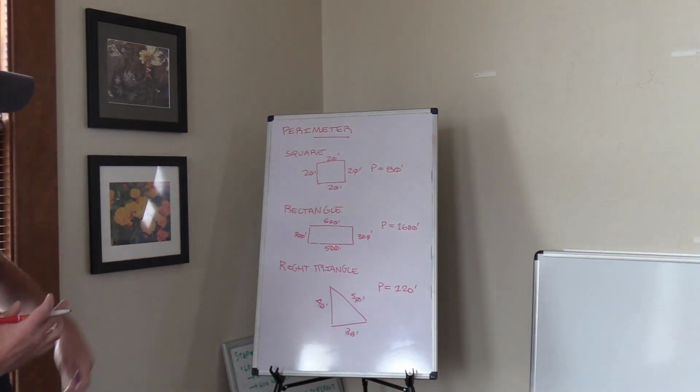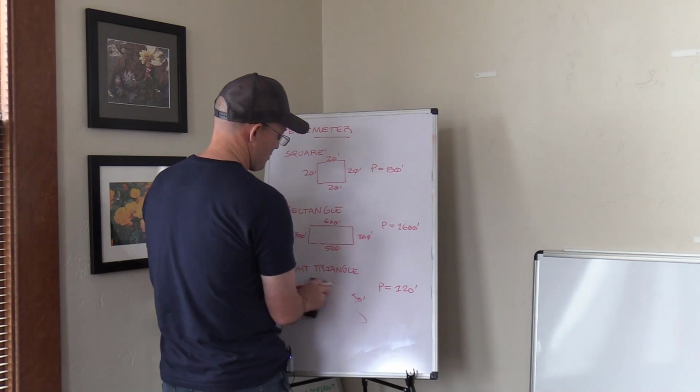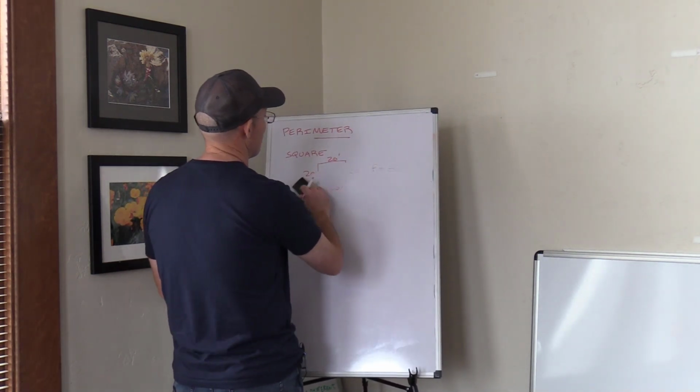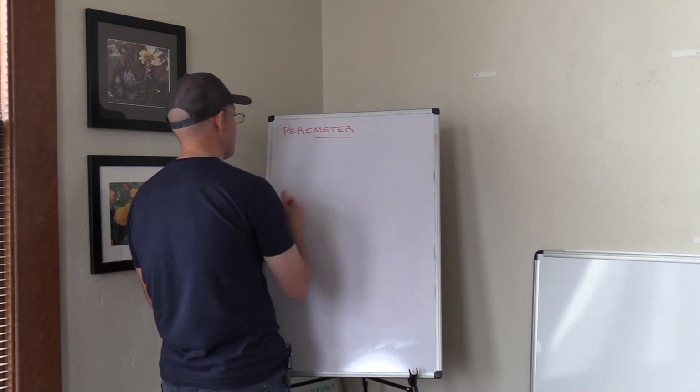Now let's put some shapes together and practice doing some perimeters of shapes that are together. The reason I'm doing this is because I have some worksheets that I'm going to post on the Top Bias Surveyor page that will let you practice this.